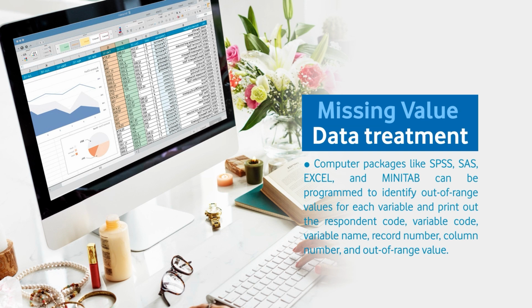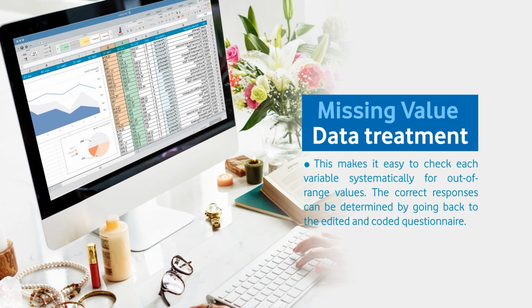Computer packages like SPSS, SAS, Excel and Minitab can be programmed to identify out of range values for each variable and print out the respondent's code, variable name, record number, column number, and the out of range values. This is how we check consistency. We always try to identify the missing values using the various computer packages, so it is easy to check each variable systematically for out of range values.